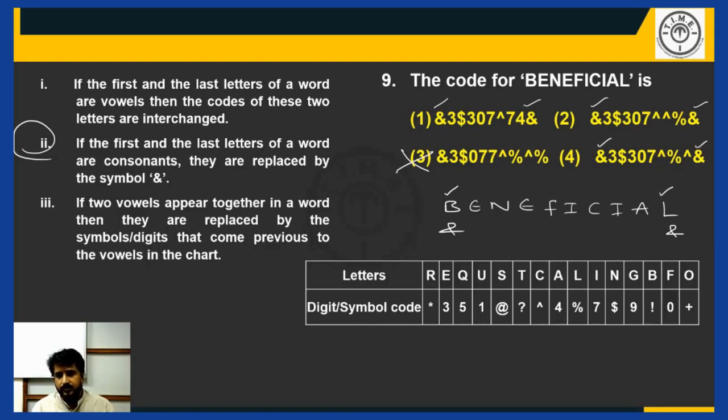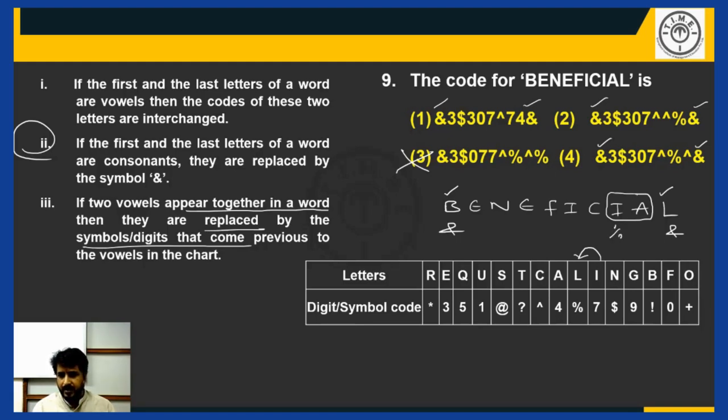Do we have any vowels together? EN? No. NE, EF, FI, IC, CA, IA? Yes. These two are the vowels which are together. Then, if vowels appear together in a word, they are replaced by the symbols or digits that come previous to that vowel. What is the letter before I? L. So what is the code for L? And %. So I is coded as %.